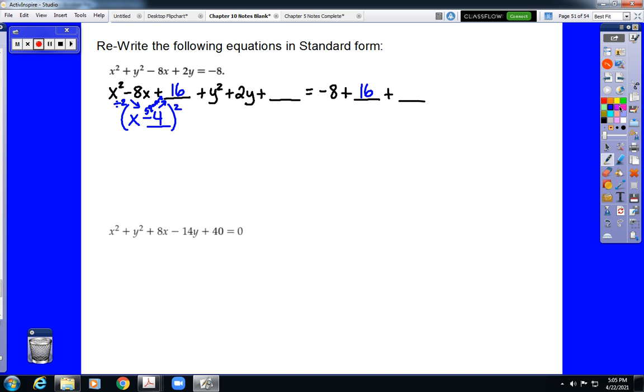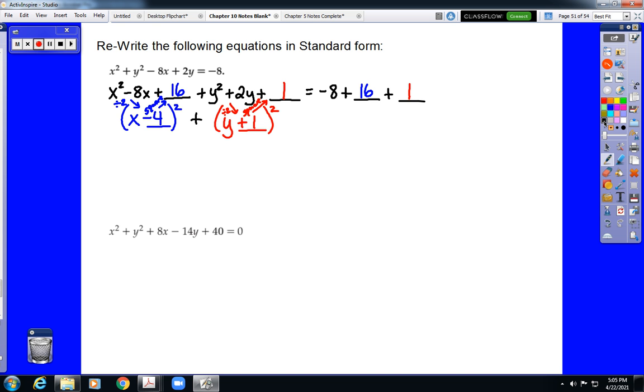We're going to do that exact same thing for y. So we're going to do that with the y as well. So we're going to take the 2, we divide that by 2, which is 1, and then we square it to get 1. Whatever we add here has been added to the left side of the equation, so we also have to add it to the right side of the equation.